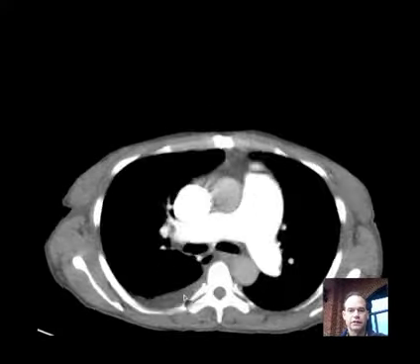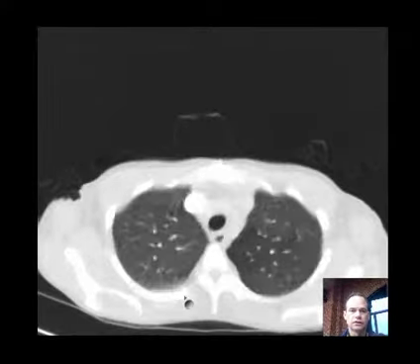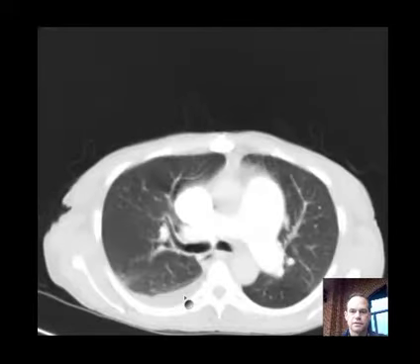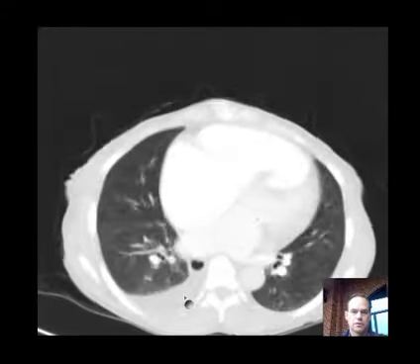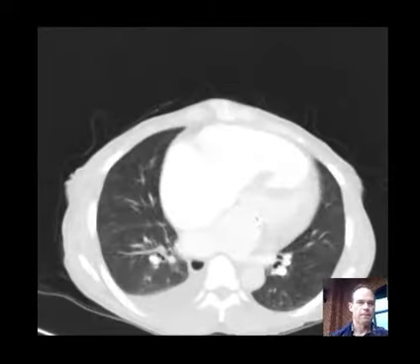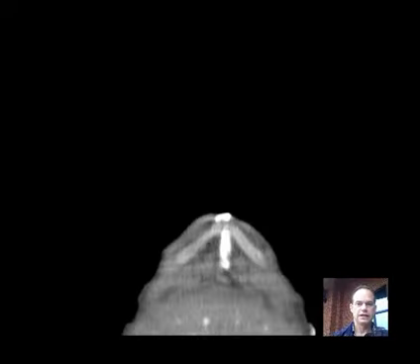Okay, and then we'll try this in a lung window, see if there's anything else going on worth seeing here. Okay, and let's try another plane.